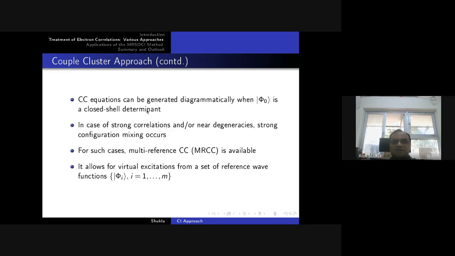For closed-shell systems, that is when psi naught is a unique vacuum, one can develop a diagrammatic expansion of the coupled cluster equations. But in case of strong correlations and near degeneracies, your vacuum may not be a single configuration, and you may require configuration mixing. If you have a vacuum which is a linear combination of various configurations, then there is a coupled cluster variant available, called multi-reference coupled cluster. There, if you have chosen m configurations in your vacuum, then you create virtual excitations from all of those. This is very similar to what I discussed, that is multi-reference singles doubles CI.